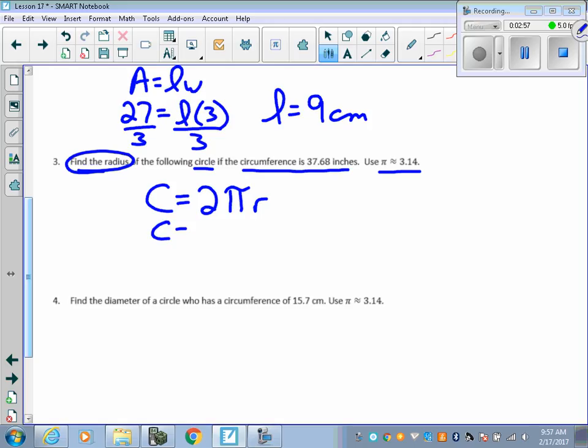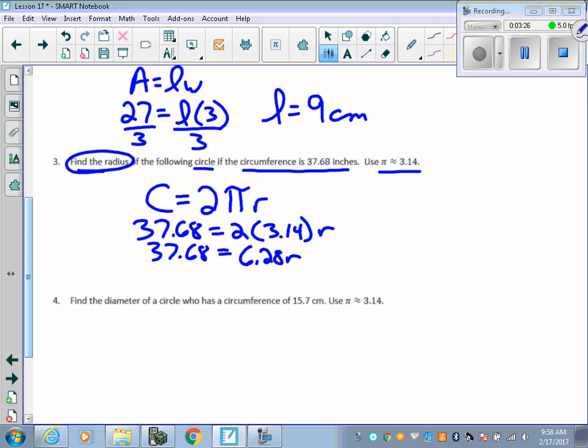So C equals, whoops, I did not mean to put that there because we know what C is. It's 37.68 equals 2 times 3.14 times r. So in this case, we have to find out what r equals. So again, we're going to multiply the 2 times 3.14 to get 6.28 r equals 37.68. To get r by itself, you divide by 6.28 on both sides.